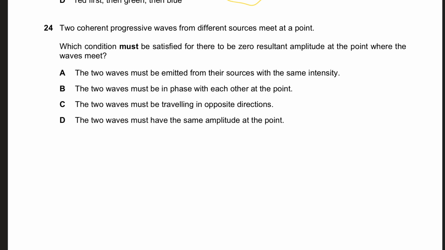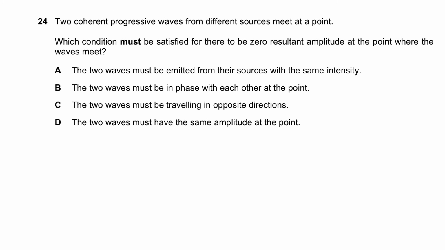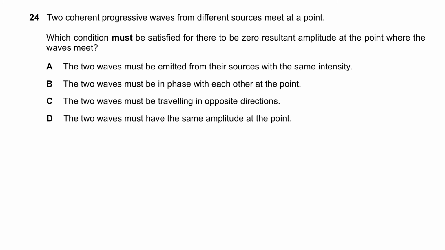Question 24 says, two coherent progressive waves from different sources meet at a point. Which condition must be satisfied for there to be zero resultant amplitude at the point where the waves meet? The two waves must be emitted from their source with the same intensity.